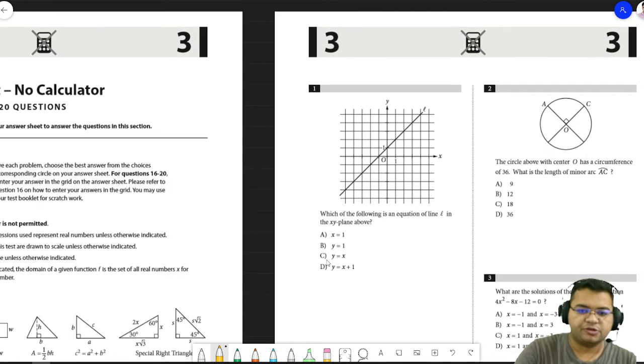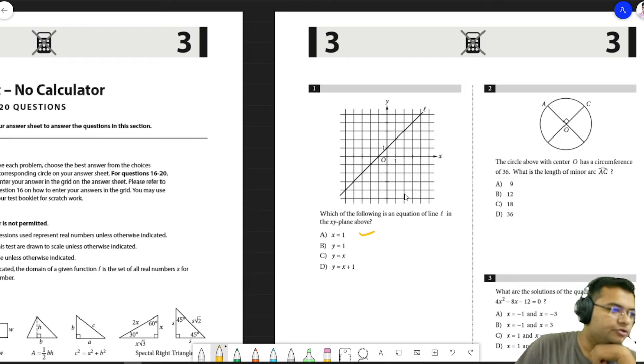Basically, we know that the coordinates from which the line passes will satisfy the equation of the line. So here we can select a few coordinates which we are able to identify. We can see that this line cuts the y-axis at 1. That means this line passes through the point (0, 1).